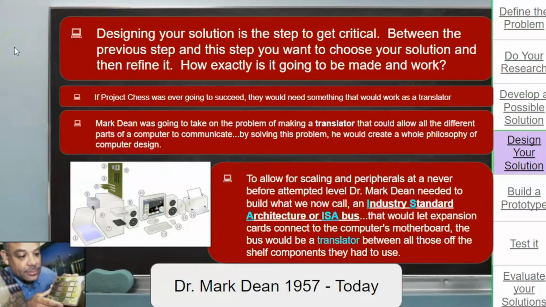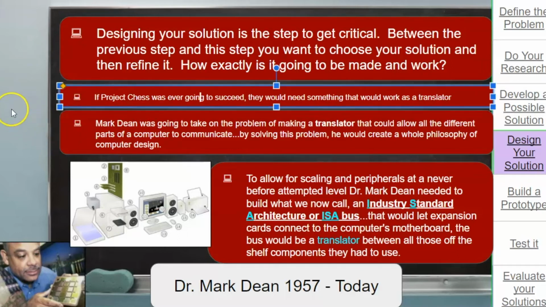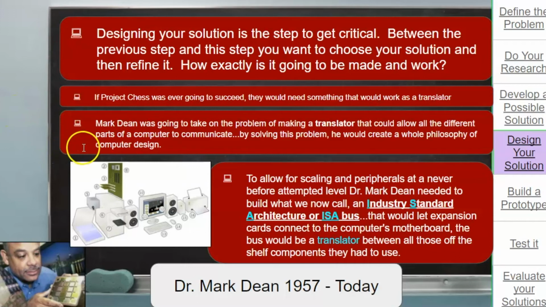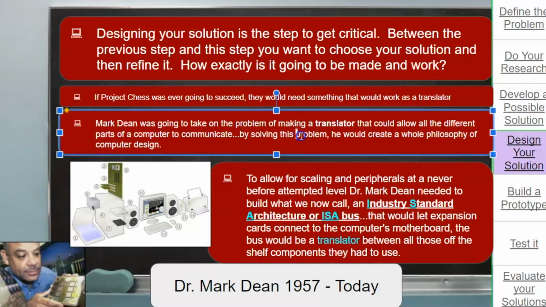Designing your solution is the step to get critical between the previous step and this step. You want to choose your solution and then refine it. How exactly is it going to be made and work? If Project Chess was ever going to succeed, they would need something that would work as a translator. That's what they're going to do. Specifically, that's what Dr. Mark Dean was going to take on: the problem of making a translator that could allow all the different parts of the computer to communicate. By solving this problem, he would create a whole philosophy of computer design. So the philosophy being that now you could take different parts from different places and put them together.